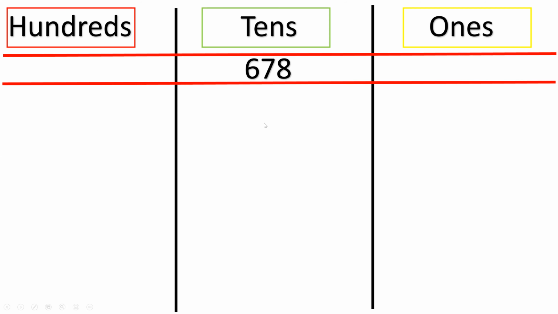Now, pause the video and put 678 in the appropriate spots in your place value mat. Give it a try. Amazing. Let's see if your answer matches my answer. So I have 8 ones, 7 tens, and 6 hundreds.